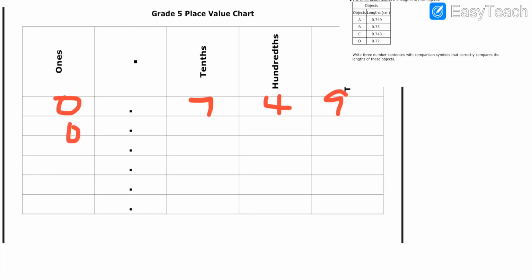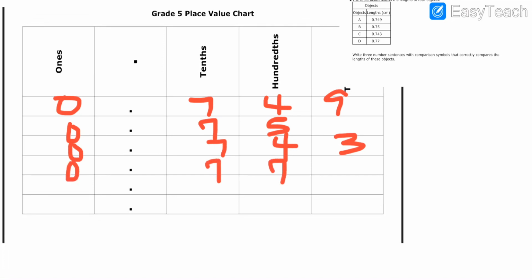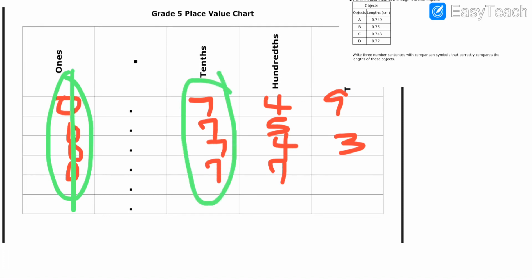The next number, 75 hundredths, 743 thousandths, and 77 hundredths. And again, this is the same exact thing. If you don't have a place value chart at home, you can copy this one down into your notebooks and just follow the examples. Looking at our ones, they're the same, so we can't use it. Looking at our tenths, they're the same, so we can't use it to compare.